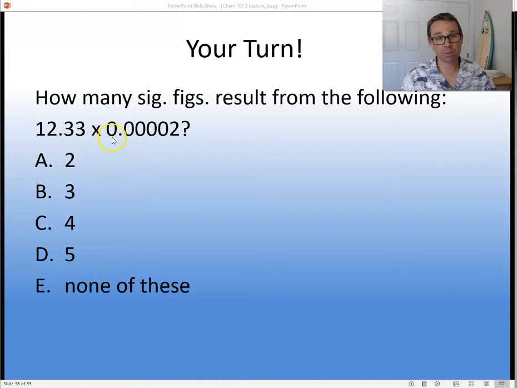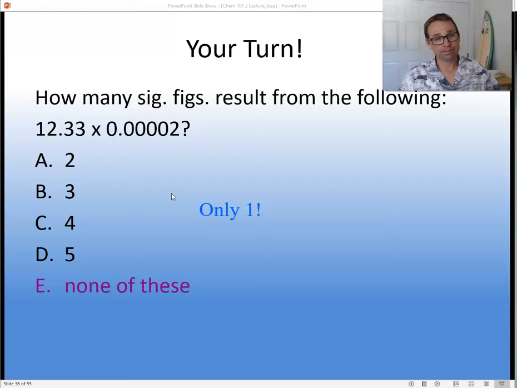It's 1. That's right. It's just 1. So if I have a value that has 4 significant digits and I multiply it by a value that has 1 significant digit, how many significant digits should my answer have? Well, it should have 1, right? That's right. Very good. It should have only 1 significant digit there.